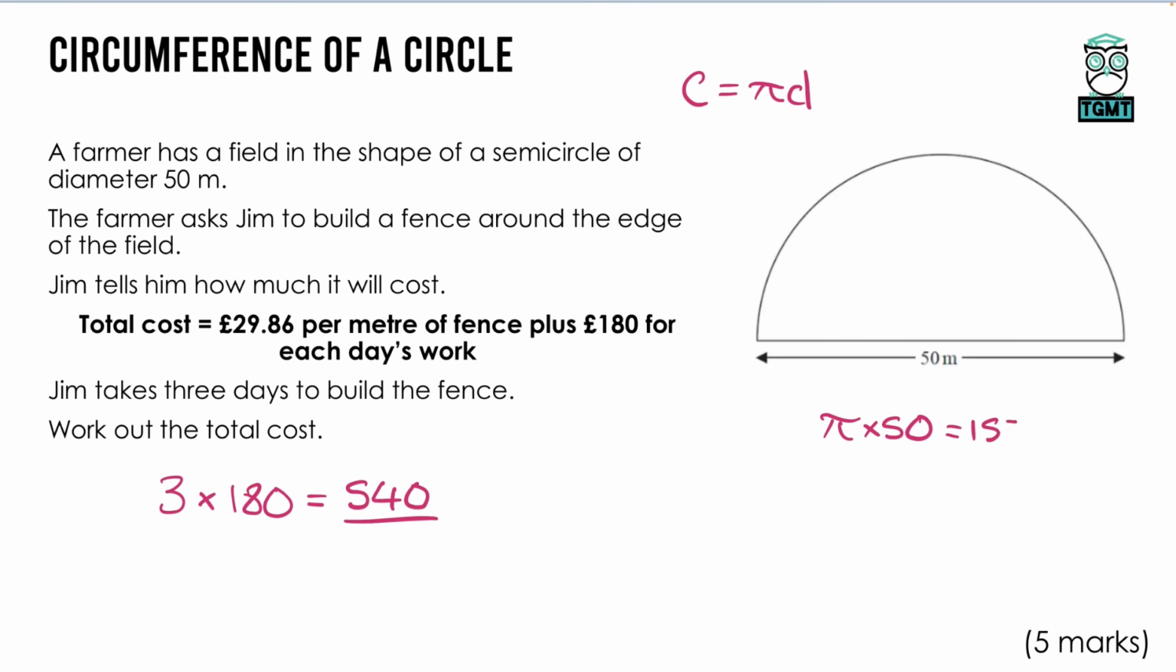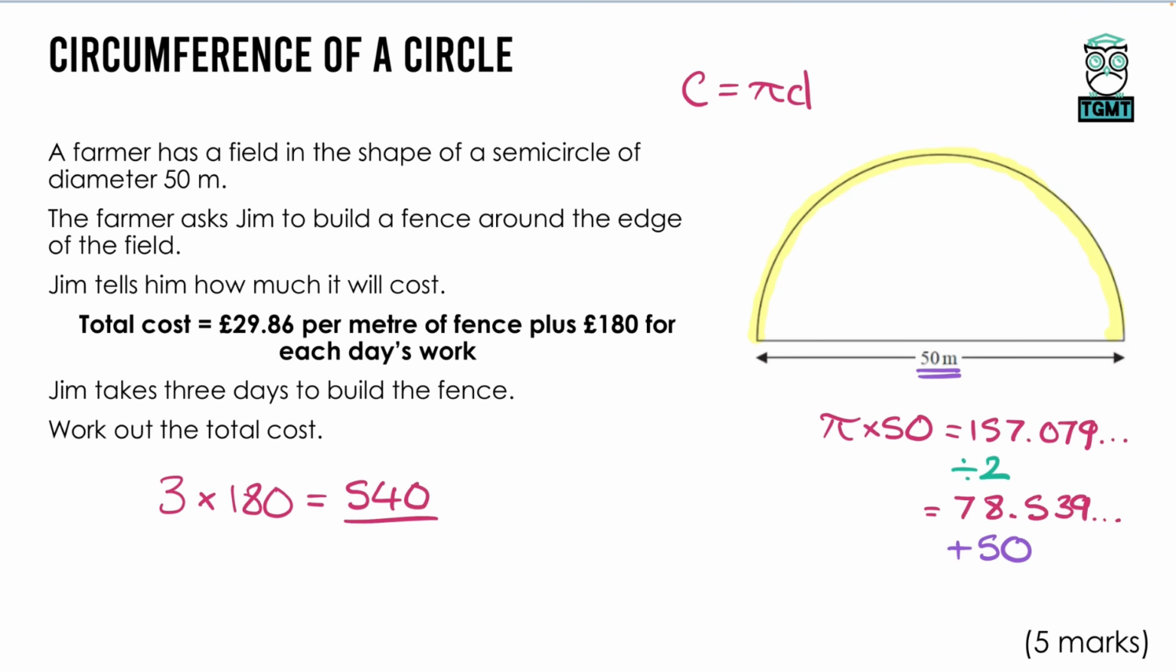157.079, and a few more decimals there. Now that would be if it was a full circle. So this particular question is a semicircle, so we're going to need to divide that by 2, and that's going to tell us the curved part, which I'll highlight in just a moment. That comes out as 78.539. Now that is just the curved part here for the semicircle, half of the circumference. We also have to add on this additional 50 metres, so we're going to need to add 50 to our answer to get the total distance around this field.